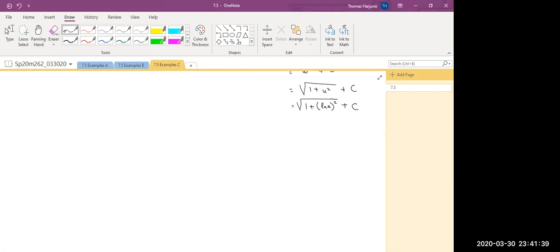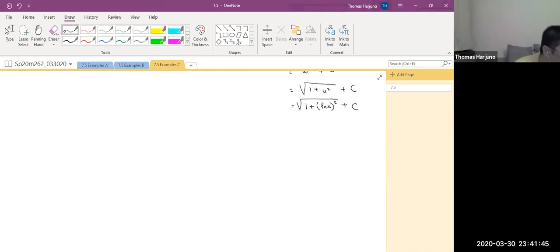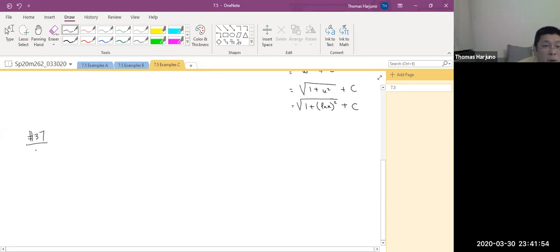Number 37 from 7.4, it's on page 517. Number 37 from section 7.4. That is the integral of x squared minus 3x plus 7 over x squared minus 4x plus 6 squared dx. Ooh, this one looks ugly.